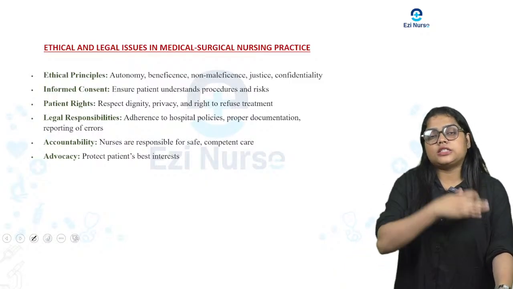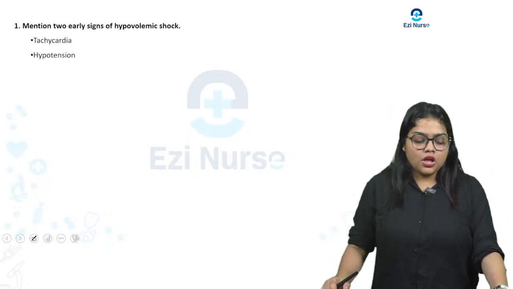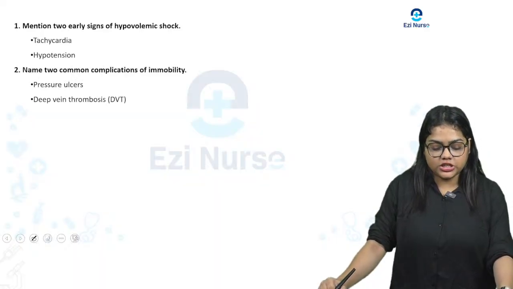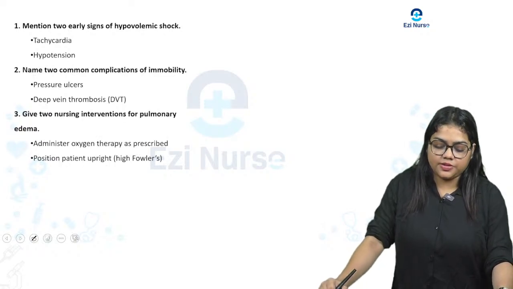Now we will see some of the short questions. I have given the answers. You can just check the answers. So the first one is: mention two early signs of hypovolemic shock: tachycardia, hypotension. Name two common complications of immobility: pressure ulcer and deep vein thrombosis.